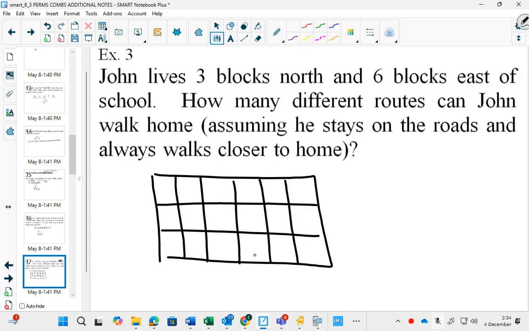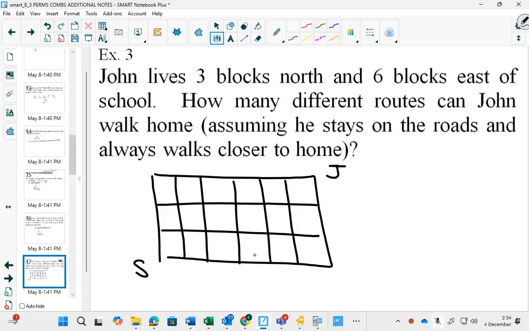John lives 3 blocks north and 6 blocks east of school. So school's here. Is that right? John lives north, east. This is John here. There we go. He's going home from school. How many ways can he do this?